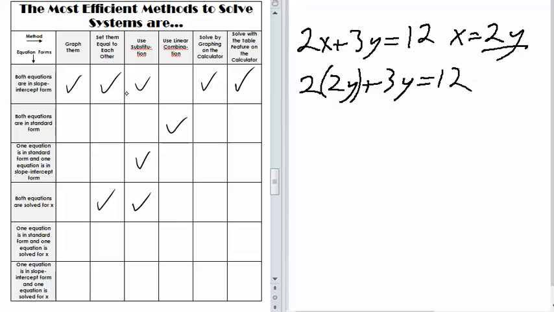So what we would want to use here is substitution. Can't really graph them because we don't know how to graph those two. Can't set them equal to each other, but we can use substitution. We wouldn't want to use linear combination because they're not in the same form. And again, we can't graph on the calculator or on the table on the calculator unless they're both in y equals, which we could do. We could set those up into y equals. All right, so the last one here.